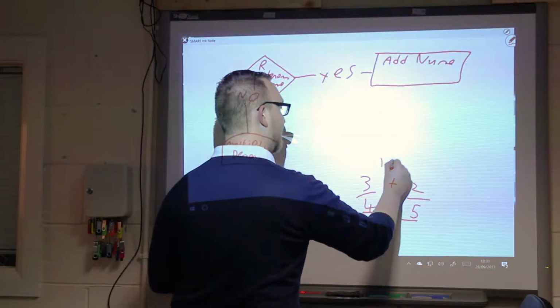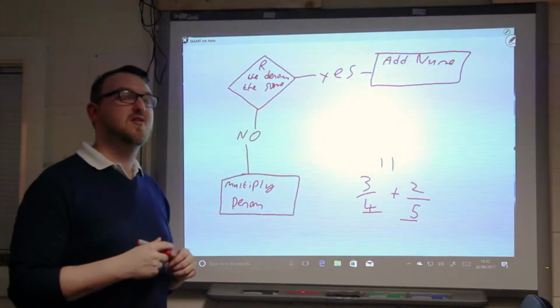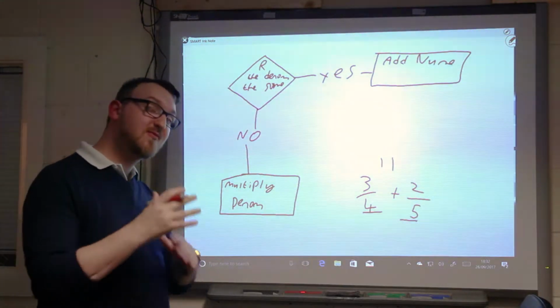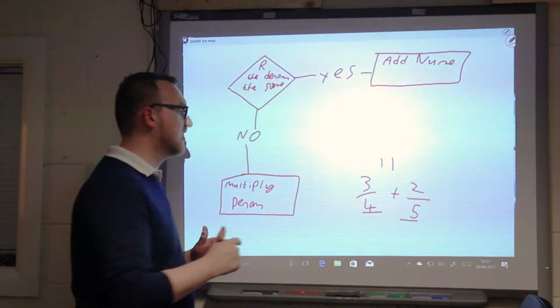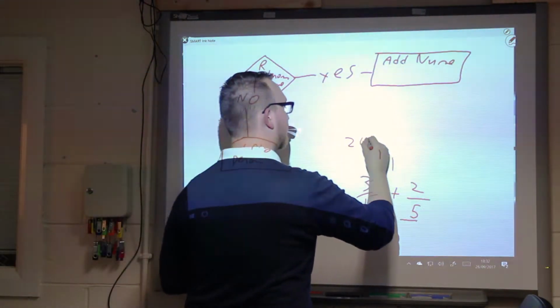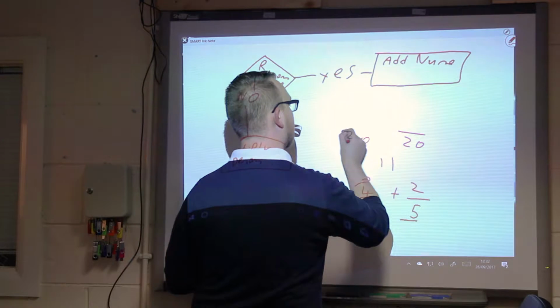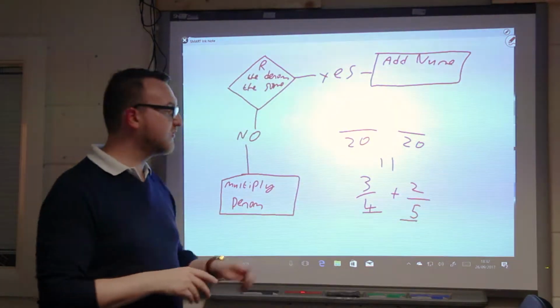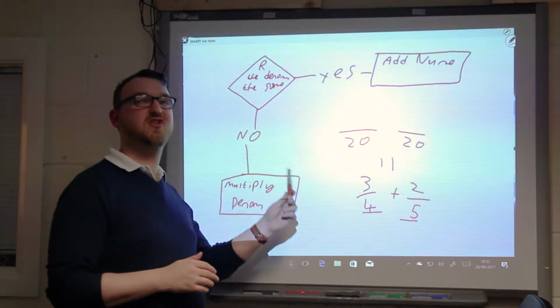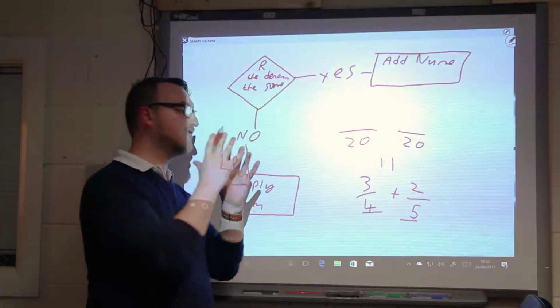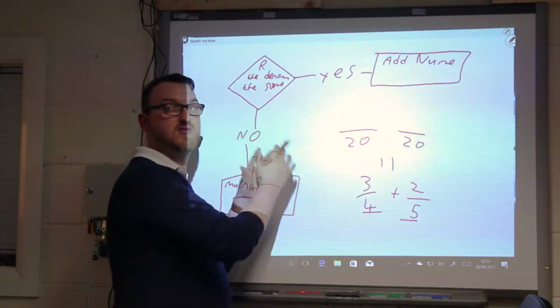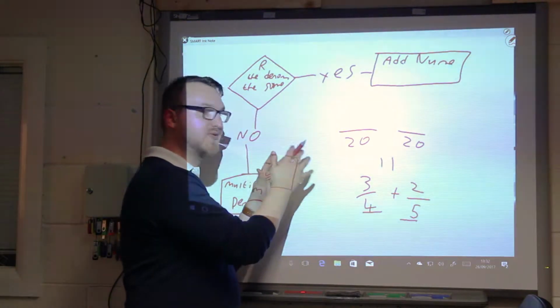And what that does is it gives us a different fraction to work with. It's the same fraction, it's just different and easier to work with. So the denominators will become 20. Now because we've done that, because we've changed the denominator, we have to change the numerator as well. And this is a very important rule. Whatever you do to the bottom, you have to do to the top. Likewise, whatever you do to the top, you have to do to the bottom.